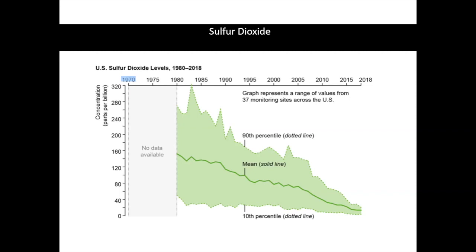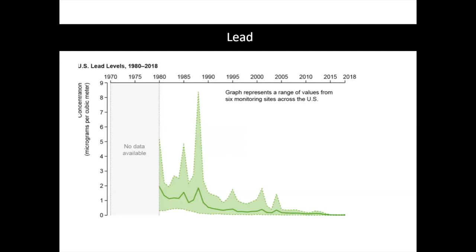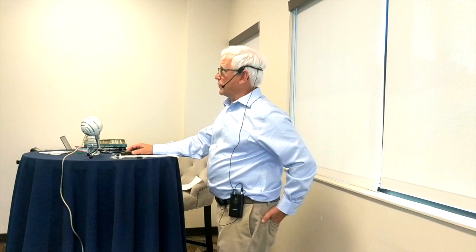Here's nitrogen dioxide, another pollutant, going down. Here's that major one, lead, going down when they took it out of the fuel. Is the fuel less effective? Yes. Is it saving people from breathing it and having their brains not develop? Yes. So those are three ways that things have got better.